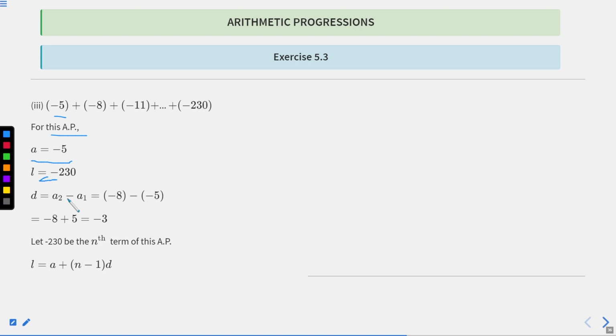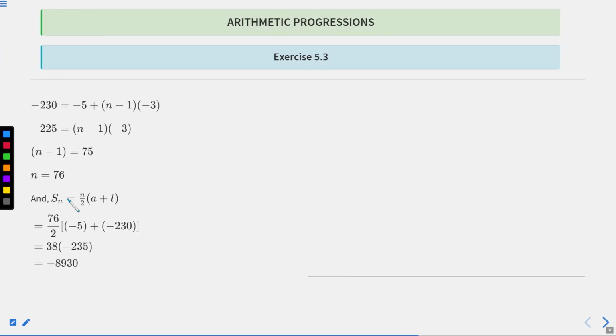So let minus 230 be the nth term of this arithmetic progression. L is equal to A plus n minus 1 times common difference D. So now if we put these values of A, n and L, then we get minus 230 is equal to minus 5 plus n minus 1 times minus 3. So this implies minus 225 is equal to n minus 1 times minus 3, and it implies n minus 1 is equal to 75, and it implies n is equal to 76.